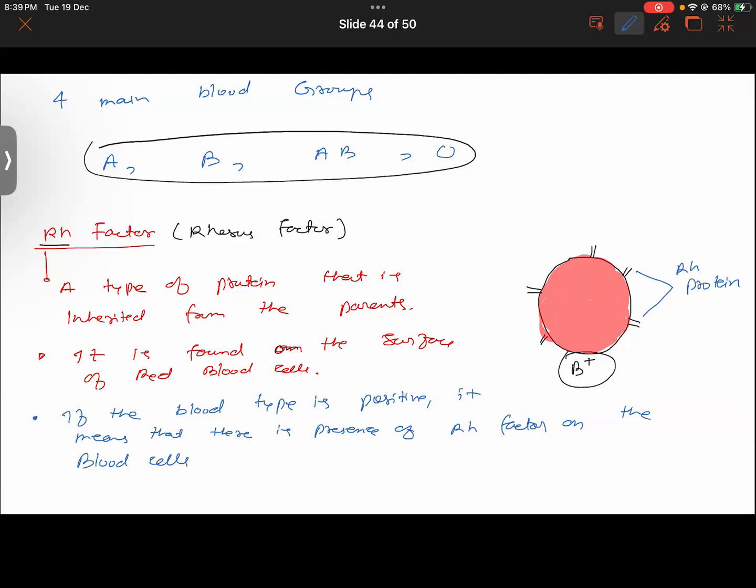Is that clear to everyone? Sir, is it only B positive, or all the positive blood types?